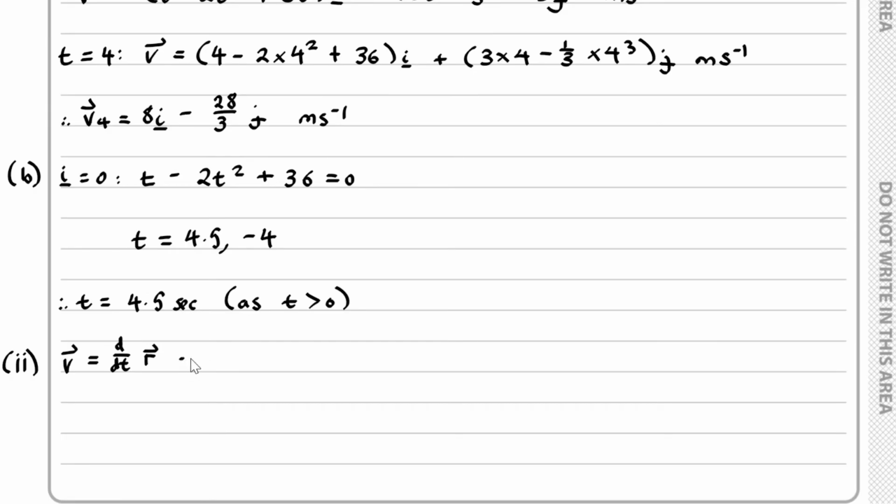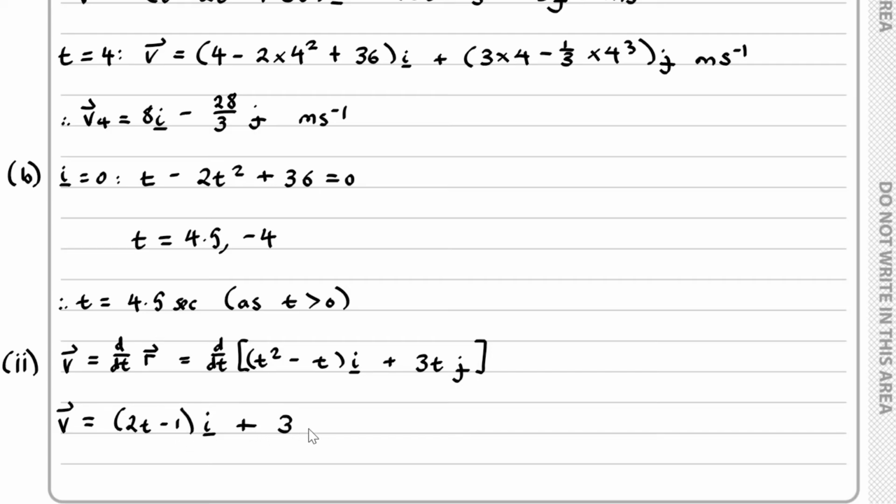So we would have to differentiate t squared minus t in the i direction and 3t j. So we can find out what the velocity is. So the velocity is equal to 2t minus 1 in the i direction and 3j.